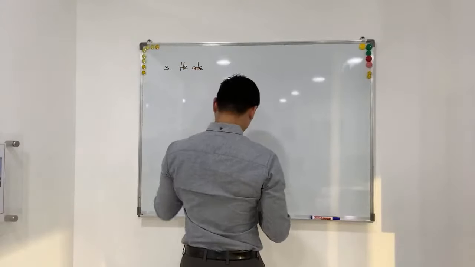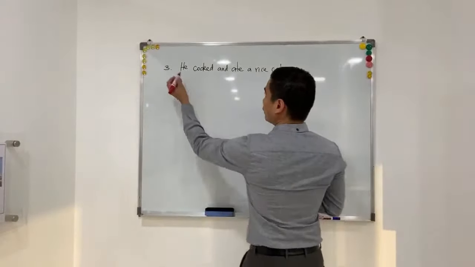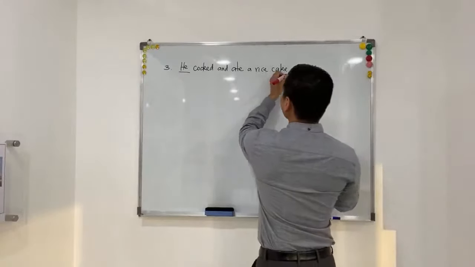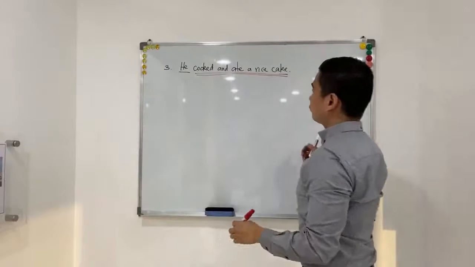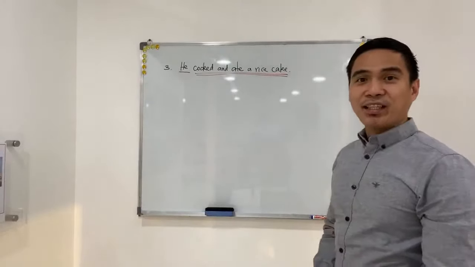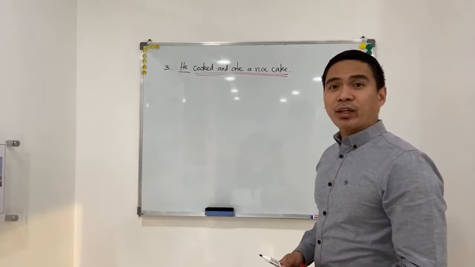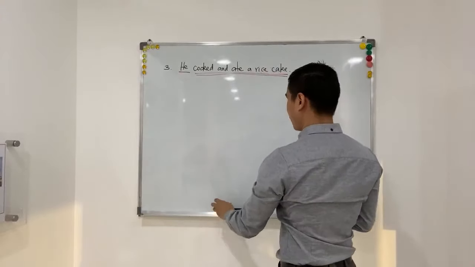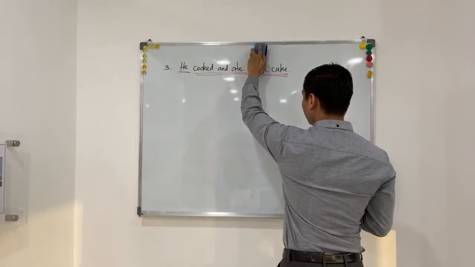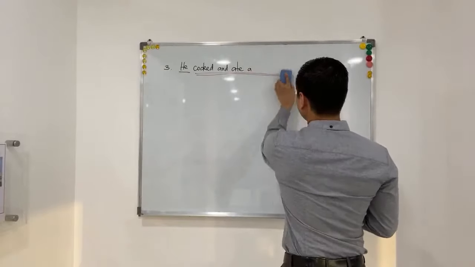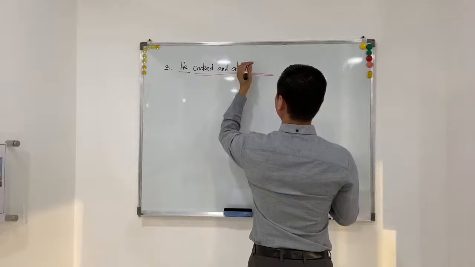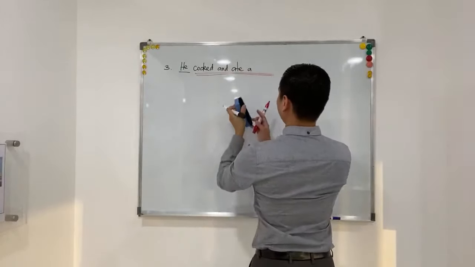He ate. He is the subject. Cooked and ate a rice cake. I don't know if rice cake is one word or two words. I think two words. It's just like that. We just replace it. He cooked and ate rice. Just like this. Make it simple.